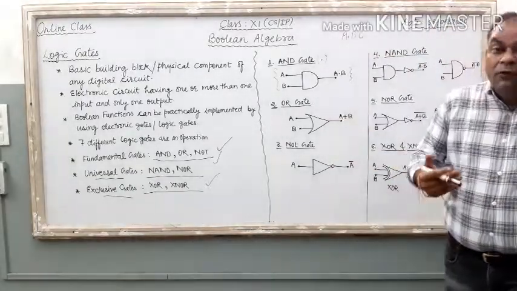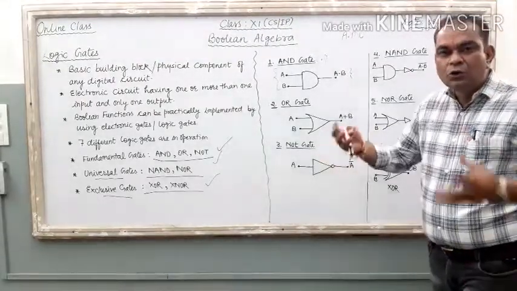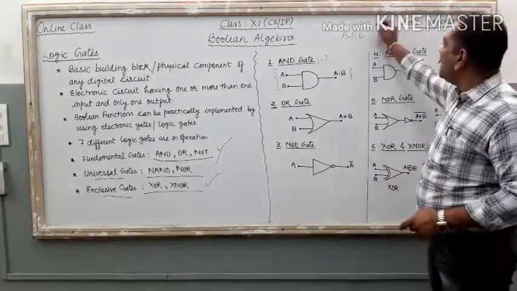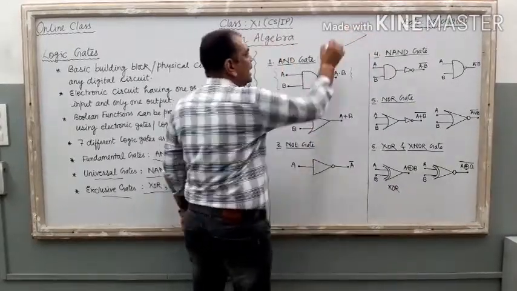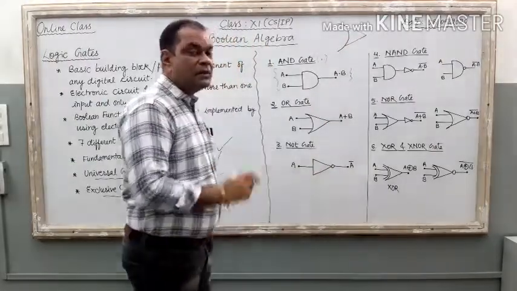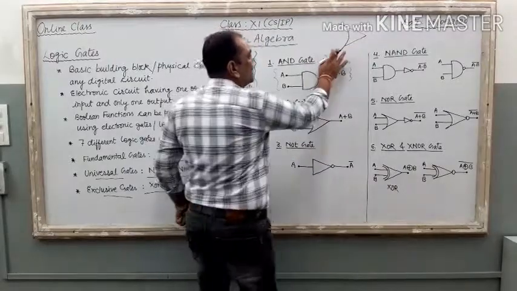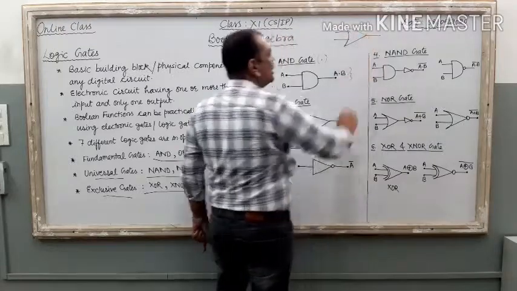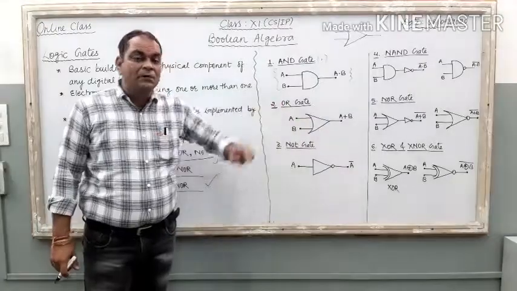What is the diagram of the OR gate? Just see this one, it looks like a joker's cap. If you want to draw it, first create these two lines like this, then intersect this line with a curve. The curve is compulsory here. One curve, then this triangle part, then remove the other lines. This is the OR gate. OR gate looks like the cap of a joker.